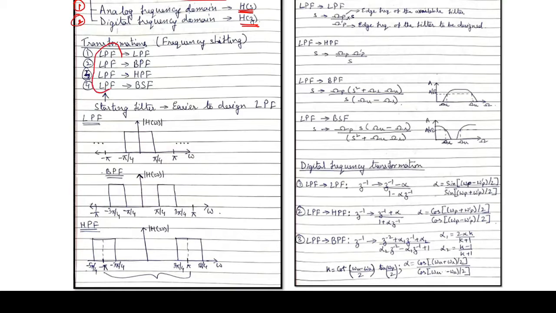Usually, in most cases, we are designing a low pass filter. Why? Because, as I told you previously, designing a low pass filter is quite easy. Since it is easier to design the low pass filter, in the frequency transformation method we use the low pass filter as the starting filter.